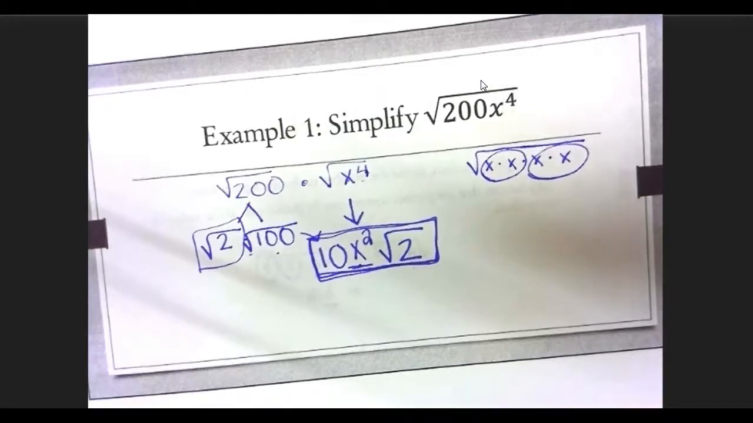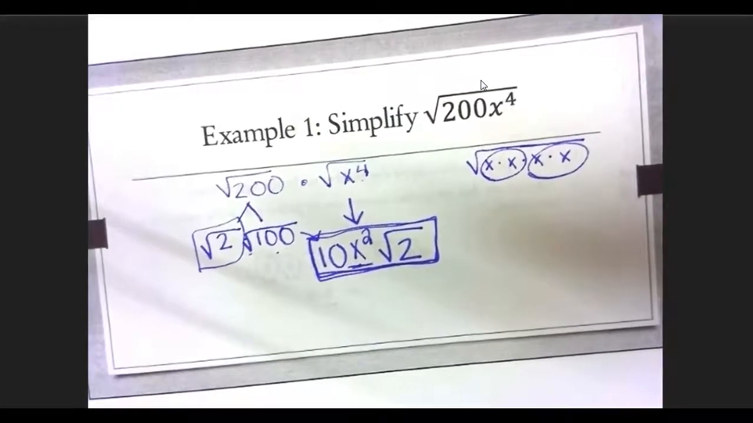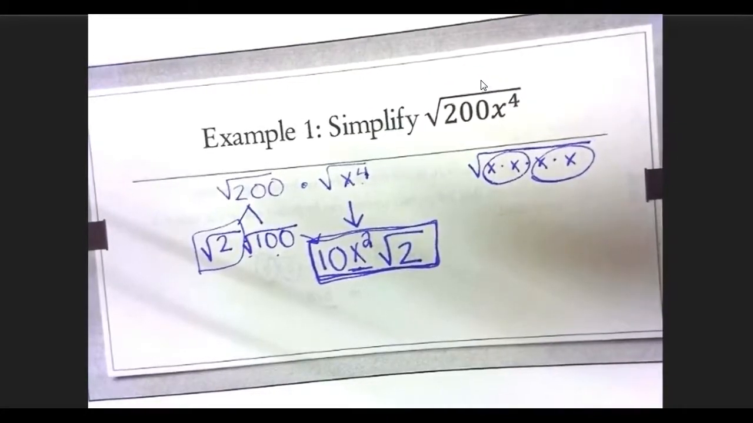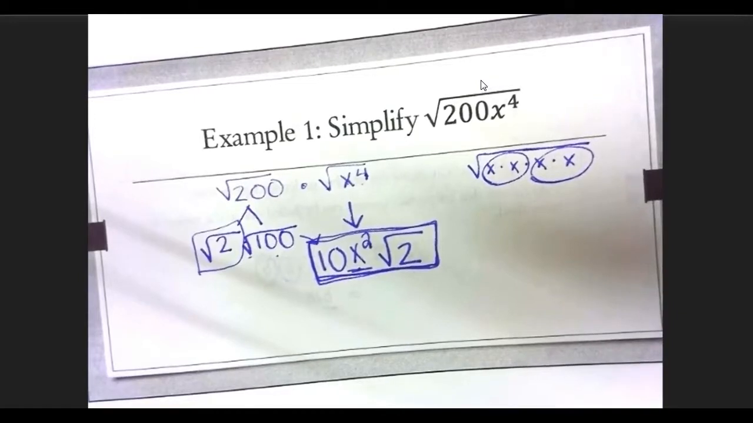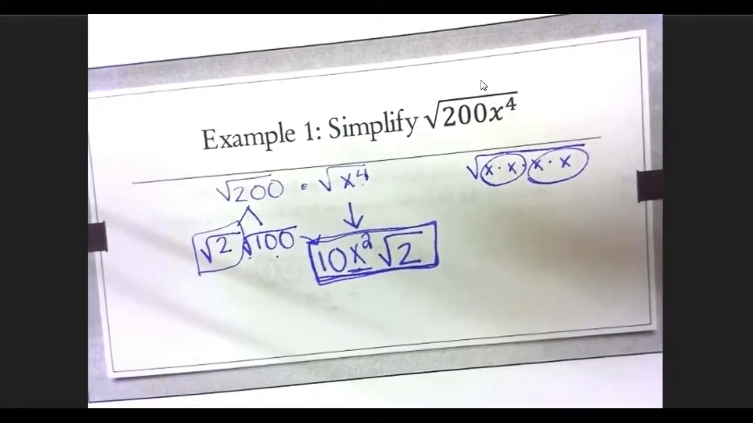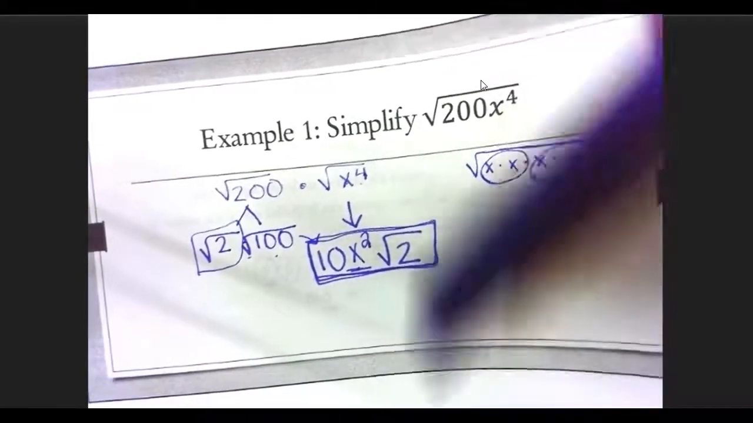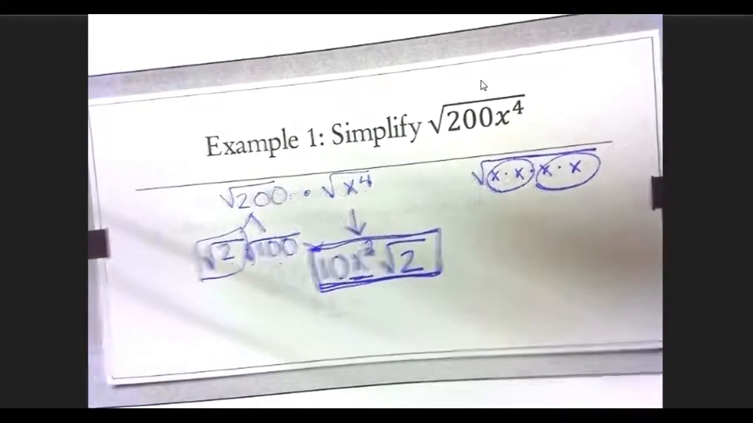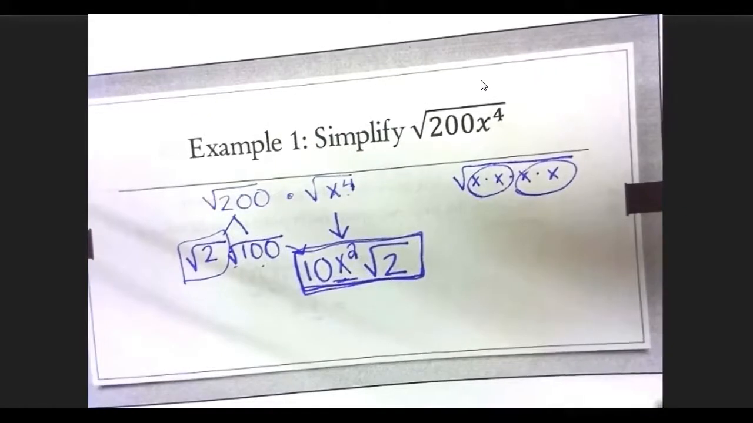Are we good? Did everybody get that copied down? Make sure you copy it down. Give yourself some notes if you need to. Even exponents divided by 2. We're looking for perfect squares.